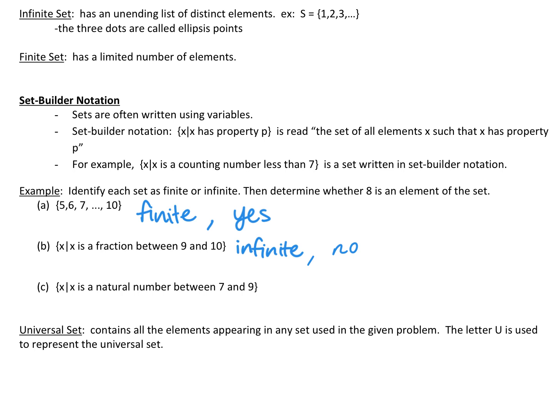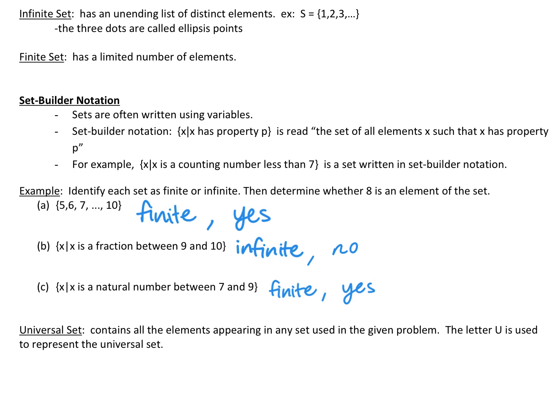x, where x is a natural number between 7 and 9. Natural numbers would be like your counting numbers. So if it's a natural number between 7 and 9, then we're talking about 8, right? Is that an infinite amount? No, because there's only one natural number in between. So we have a certain limited amount. So that is for sure finite. And is 8 a part of it? Yes, because 8 is a counting number that's in between 7 and 9.